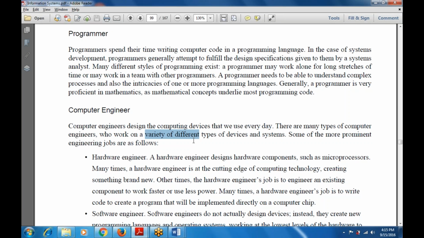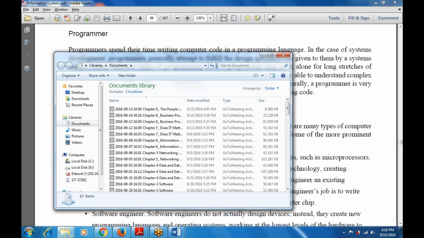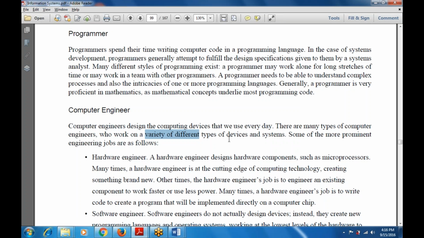That means the main task is to engineer an existing component to work faster. How to work faster, what are the various components that we use to work faster, how we can run fast jobs with less power. Many times a hardware engineer's job is to write code to create a program that will be implemented directly on a computer chip.